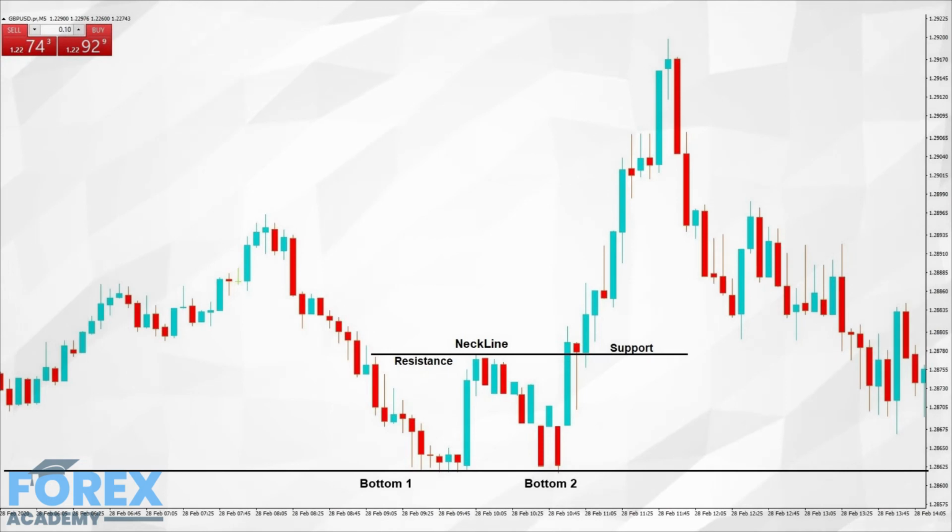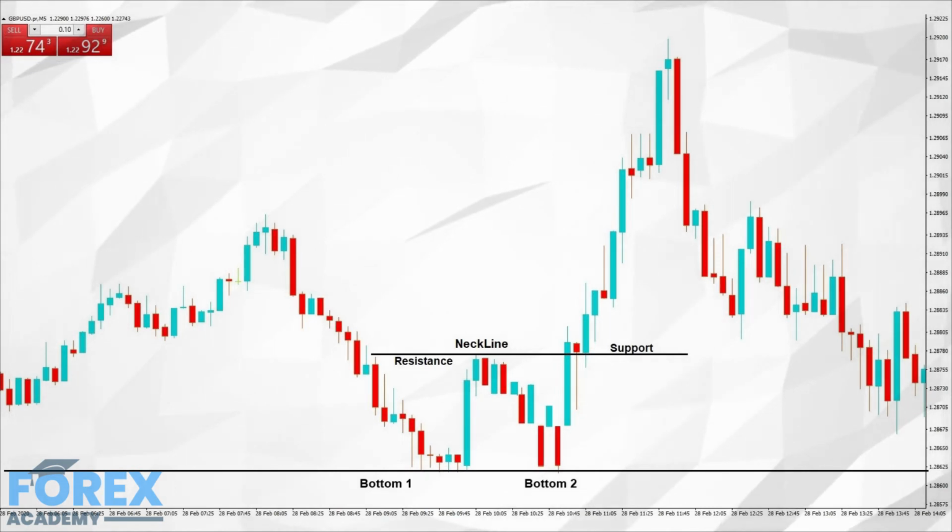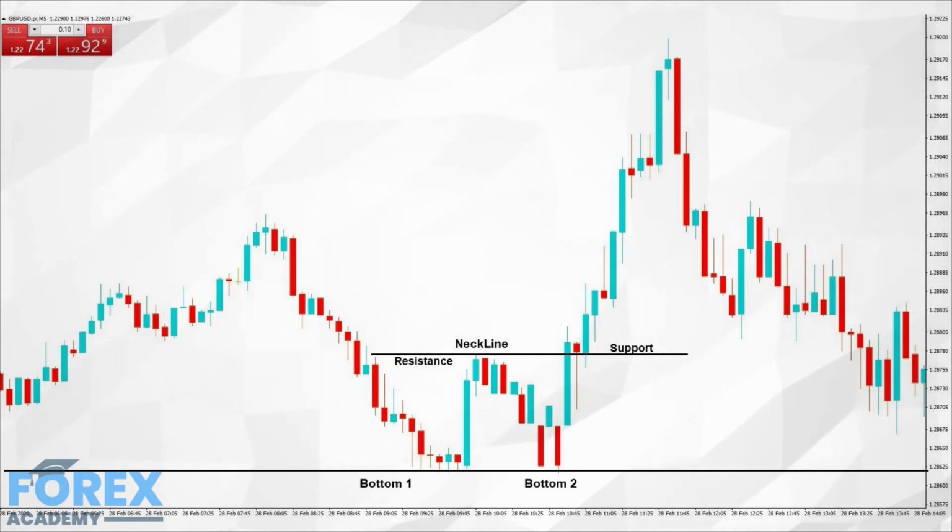Example E. So here, for example, we can see a push down in price action to our first bottom, before price reverses to the neckline, which acts as an area of resistance. Price subsequently comes down again to our second bottom, and price action again returns to the neckline and breaches it, and this is where the prior area of resistance becomes an area of support, and where price action continues to the upside.